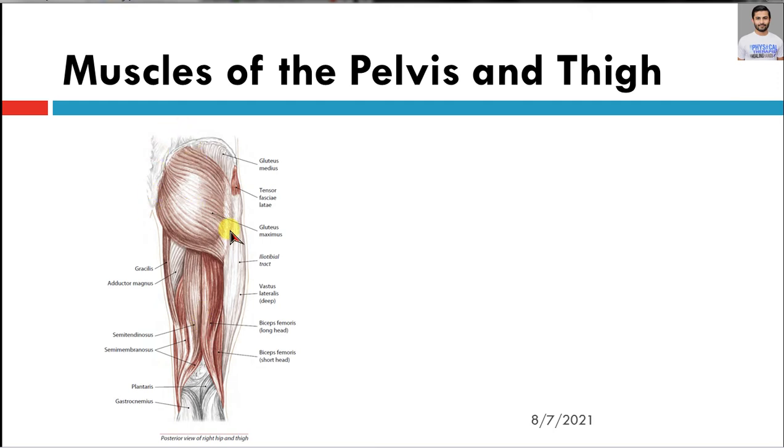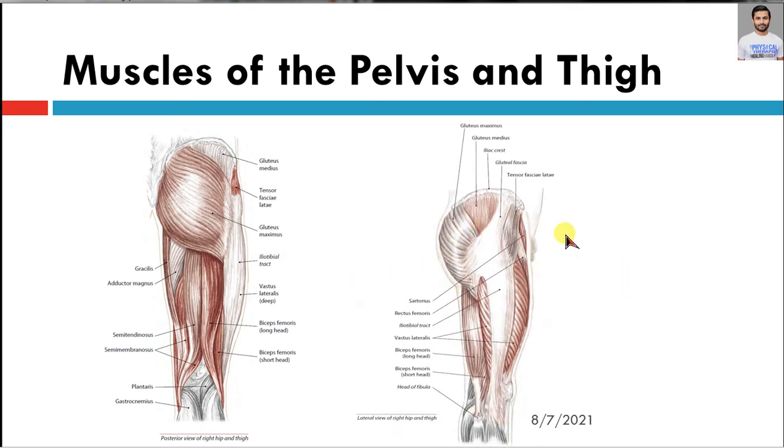Then the gluteal region, superficial to all the structures, is the gluteus maximus, then gluteus medius, then the gluteus minimus, and in the midline or the medial side, adductor magnus, gracilis, and the rest of the muscles can be seen. In the lateral aspect, here you can see the tensor fascia lata muscle inserting onto the iliotibial band, sometimes referred to as the iliotibial tract, the gluteal muscles and the hamstrings.